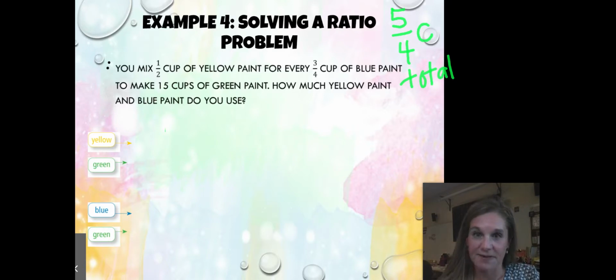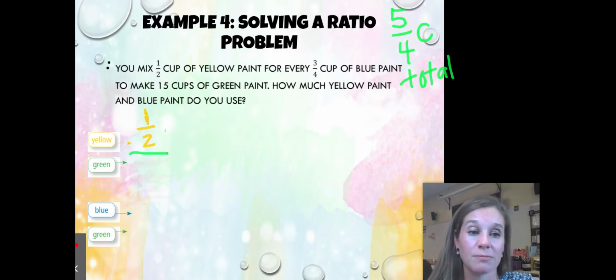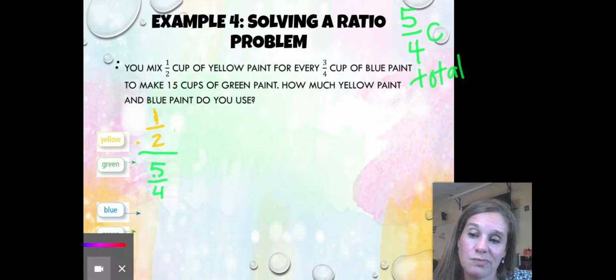Now I'm able to think of this as a ratio, because I can compare the cups of yellow to the total cups of green when we make it in the end, and compare that to the blue and see how they compare. We said that we're going to mix 1/2 cup of yellow paint. So on top, we're going to make another complex fraction. On top, I'm going to put the fraction 1/2 for my 1/2 cup of yellow. And on the bottom, I'm going to put my total cups of green, which is not 15, it's 5/4.